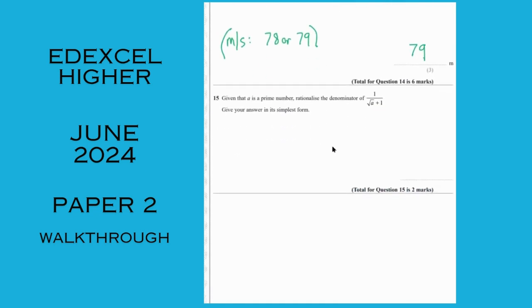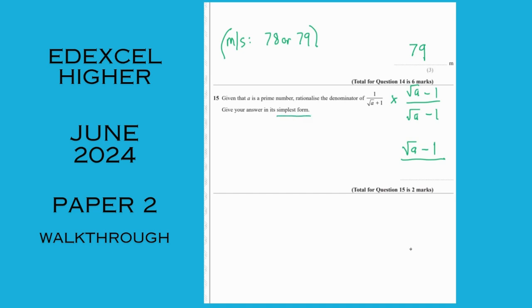On to question 15, a strange looking rationalizing question, but it is what it is. So we need to multiply top and bottom by the conjugate, or in other words, change the sign. Now this one's a lot easier than it actually looks. So as you know, top times top will just result in root a, take away 1, because you just times by 1. Now on the bottom, it does want simplest form.